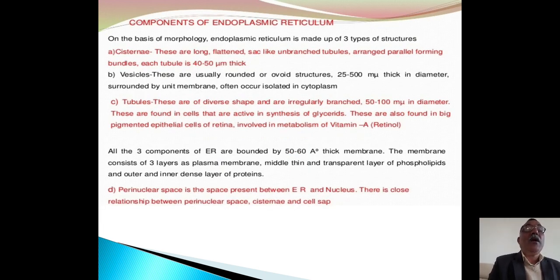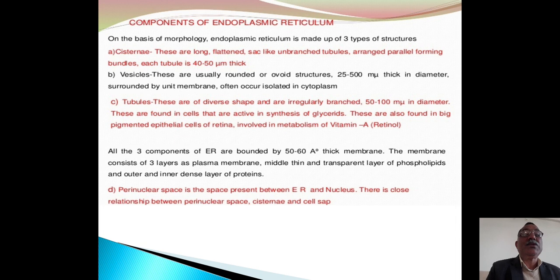Components of the endoplasmic reticulum. What are the components by which it is made up? On the basis of morphology, endoplasmic reticulum is made up of three types of structures. Number 1, cisternae. Number 2, vesicles. Number 3, tubules. All the three components of endoplasmic reticulum are bounded by a 50 to 60 angstrom thin membrane.